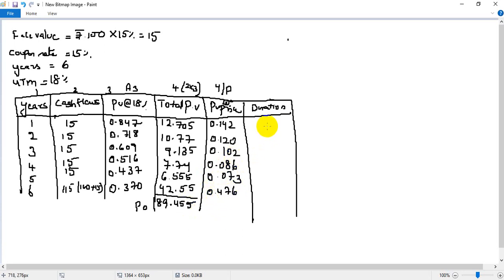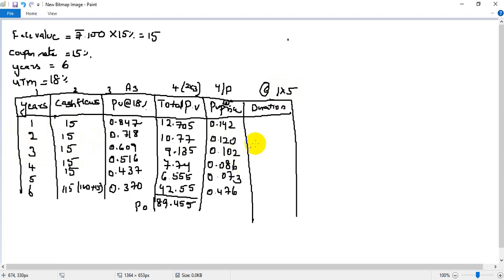This is what individual divided by total we have done. Now what you're going to do is the sixth column. The sixth column will be the first column into the fifth column. First column into fifth column, that is 1, 2, 3, 4, 5 into 0.412, 0.120, 0.102, like that you need to do.